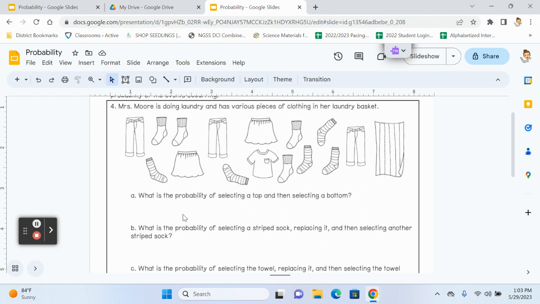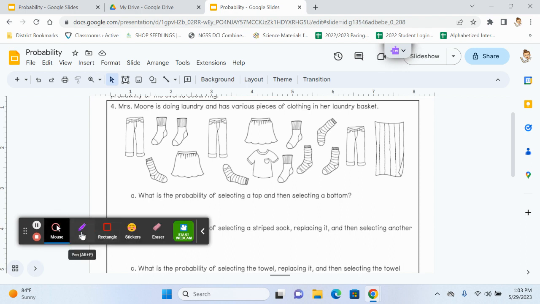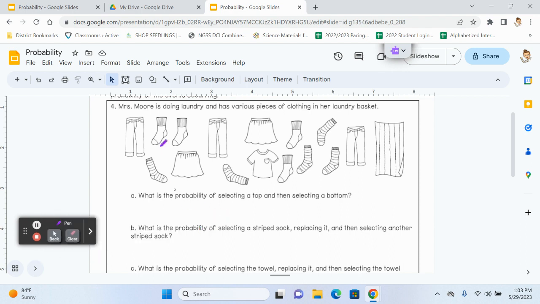Mrs. Moore is doing laundry and has various pieces of clothing in her laundry basket. So that's a picture of all the clothes she has. What's the probability of selecting a top and then selecting a bottom? All right. So first thing we've got to do is figure out how much we have all together. 1, 2, 3, 4, 5, 6, 7, 8, 9, 10, 11, 12, 13, 14, 15, 16. So I've got 16 in total.